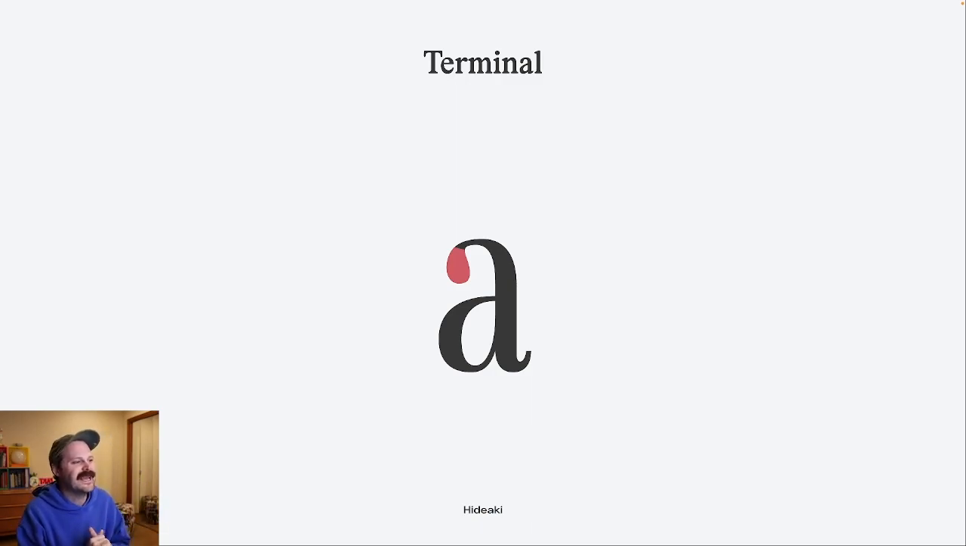So right here on this A, we have a ball terminal. The stroke doesn't just cut off in a blunt end. It has a little like teardrop shape to it. So the end of a stroke is the terminal.